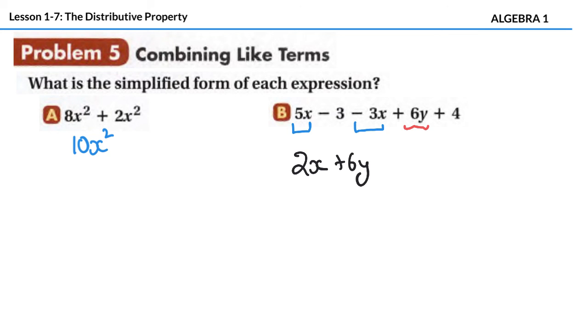Now, are there any constant terms? Minus 3 plus 4. So, can I subtract them? Yes. So 4 minus 3 is 1. So plus 1. So that is my answer. 2x plus 6y plus 1. Great. Let's check whether you have got it or not.